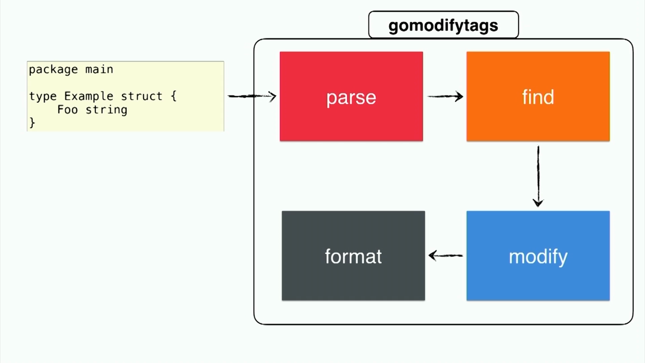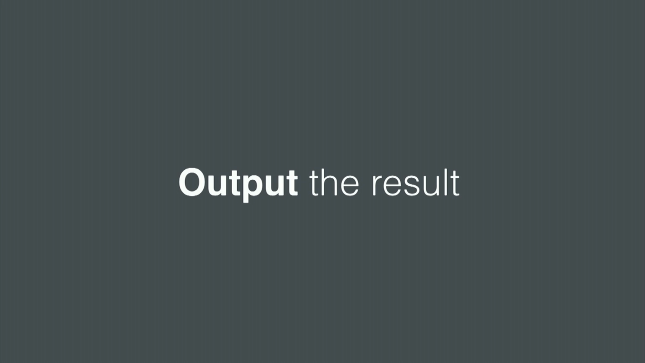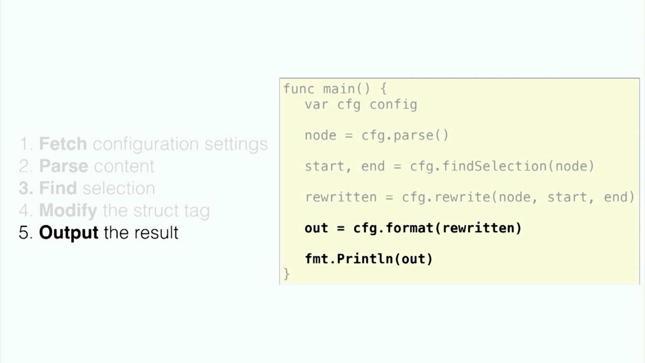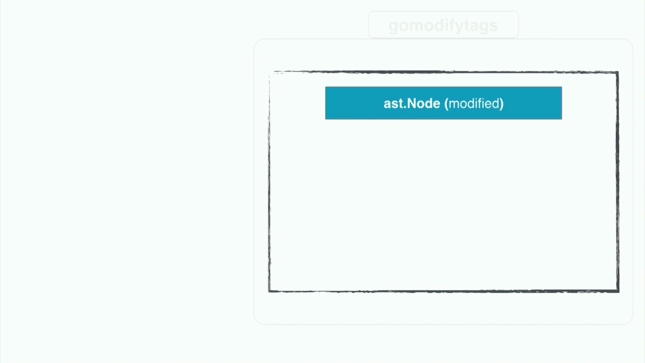So this is about formatting. Now that we have changed the node, we need to output it. We have the rewritten node, and we're going to get the string, the source file, and just print it to standard output. Let's dive into it.